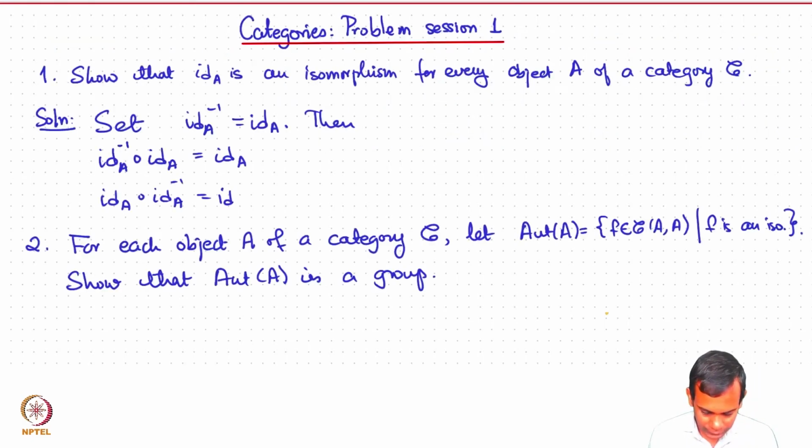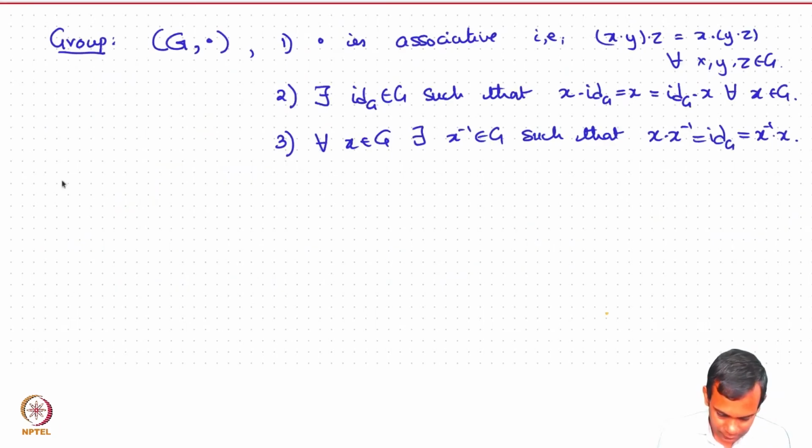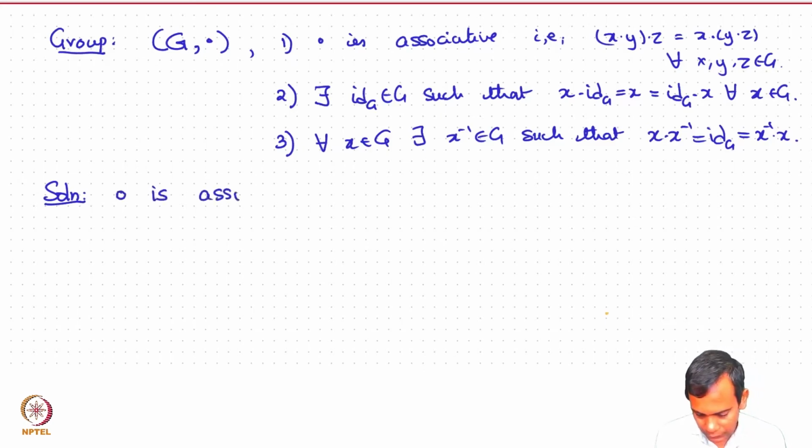And so what we have to show is that this set of arrows is a group, let's say with the binary operation under composition. So let me just make that clear. And so we just need to check these axioms. So now the solution. Of course, composition is associative by the associativity axiom for categories.